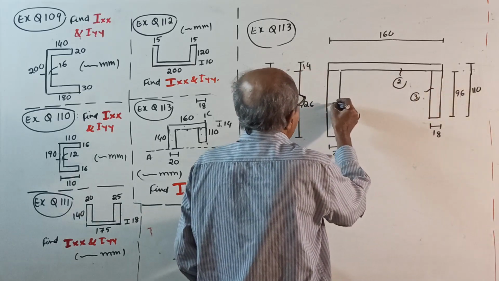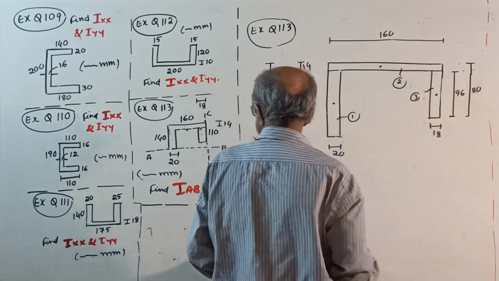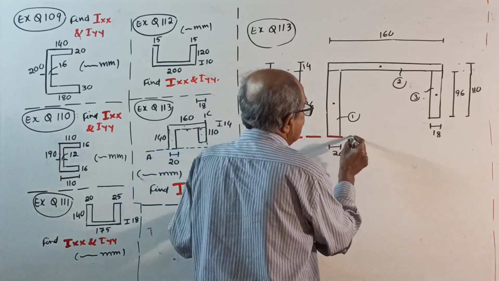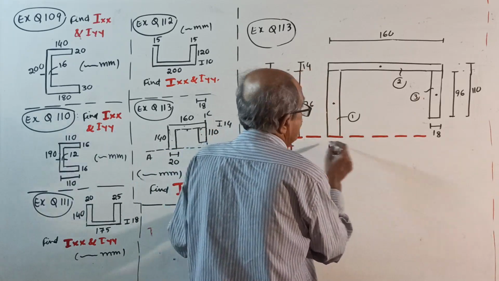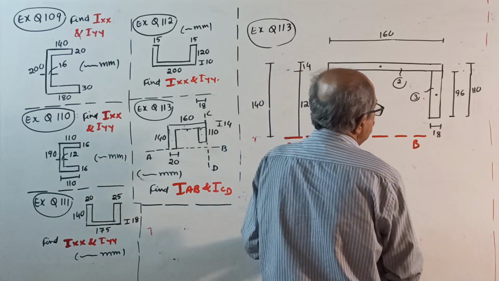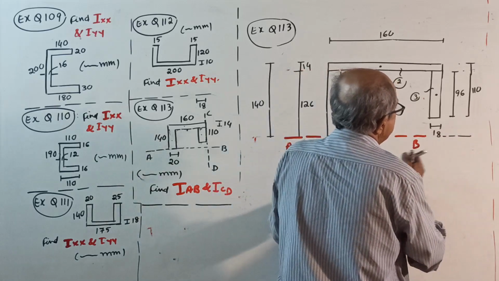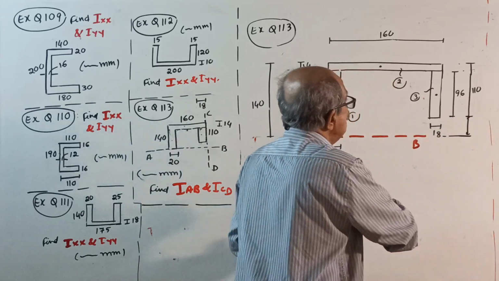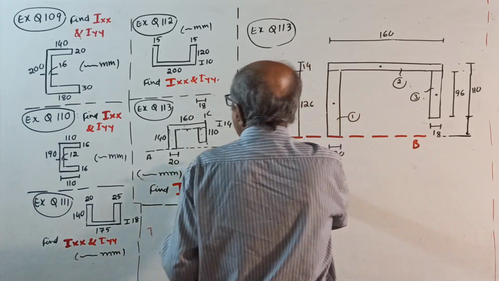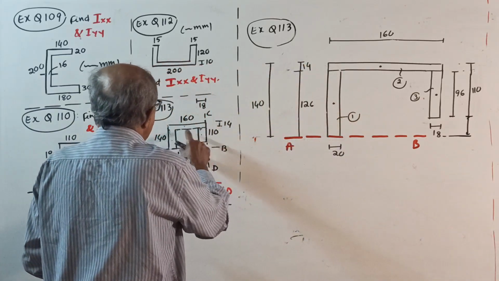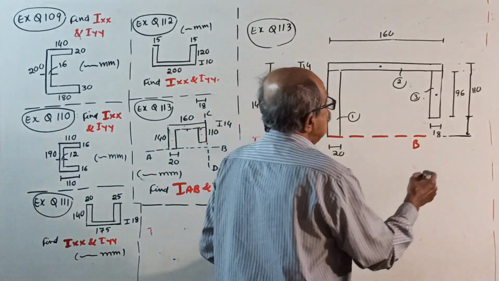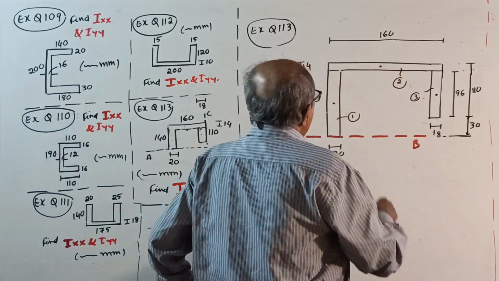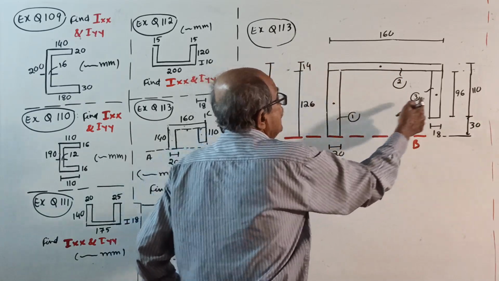Okay, now, centroid. They want I about AB. See, the AB axis is here. This is AB, sufficient. Now, in case you want the distance from AB up to here, by chance, it will be 126. This total is 140. This is 110. From 140 subtract 110, it will be 30. You can make out easily, 30. Or 126 minus 96, 30.